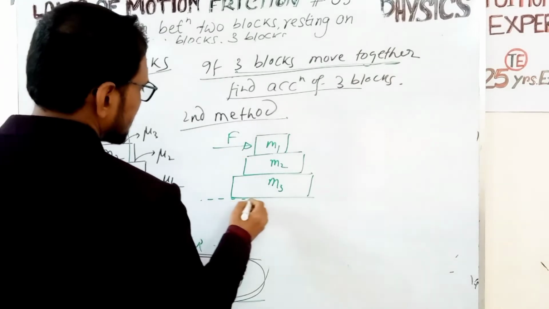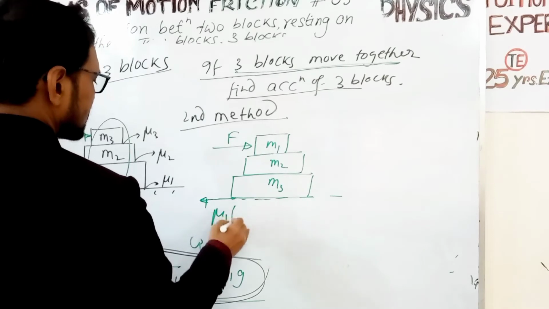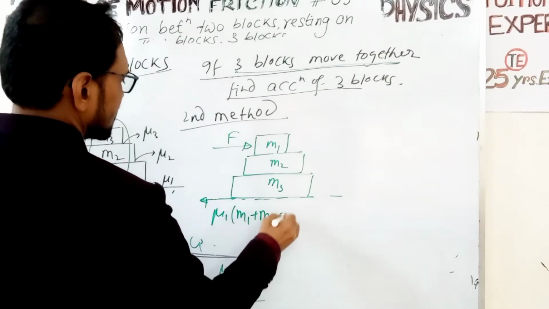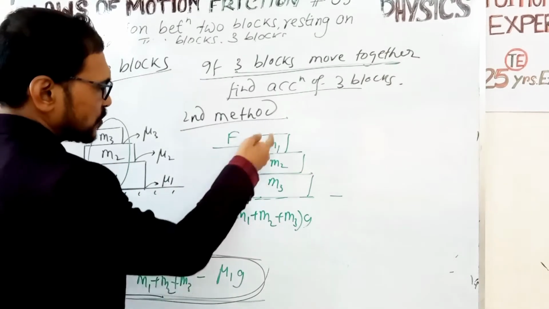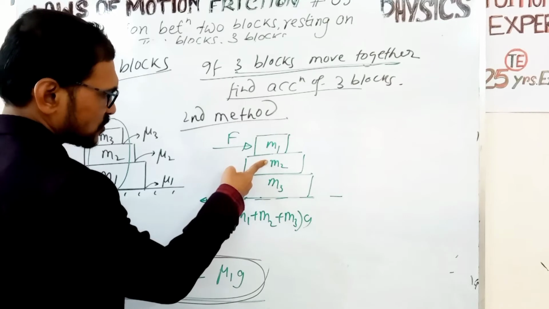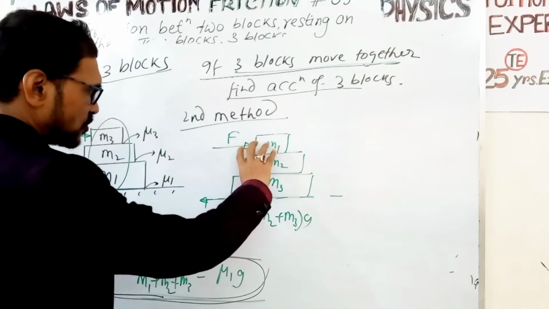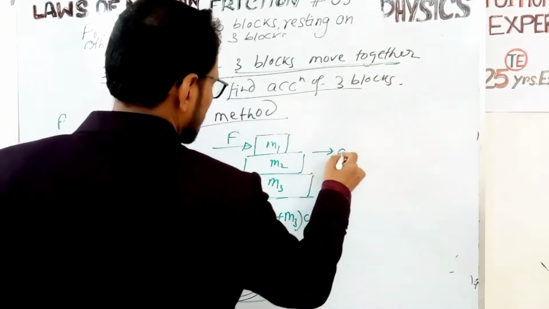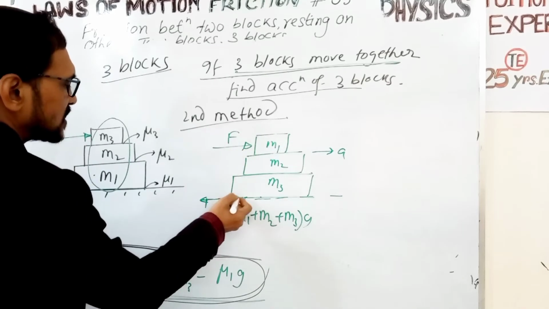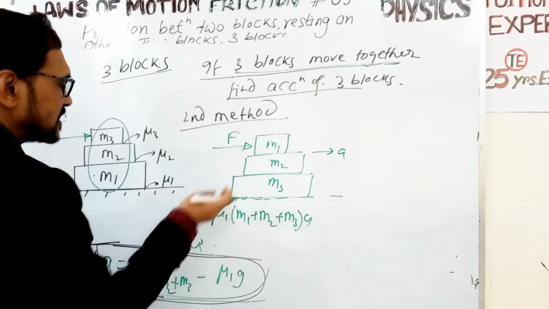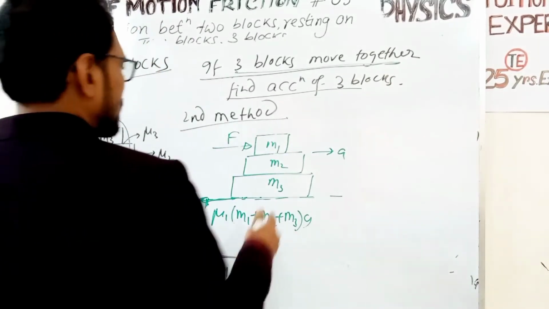Now the three blocks are resting on the ground, so here friction force acts, because the normal acts in this direction. The three blocks move together, so M1 plus M2 don't move with respect to M3, but the whole three blocks move together with respect to the ground. So friction force acts only on this surface. Here force is applied and friction force this. The mass of the three blocks is this.